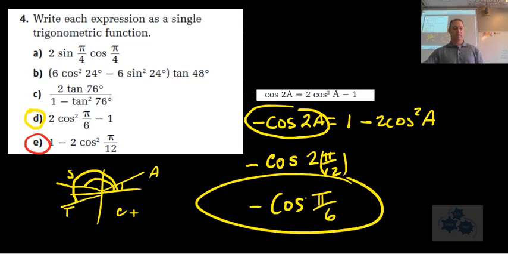But I don't know, in the back of the book, has anyone checked this? Sorry? They like the negative? They're okay with it? Okay, so that's good.